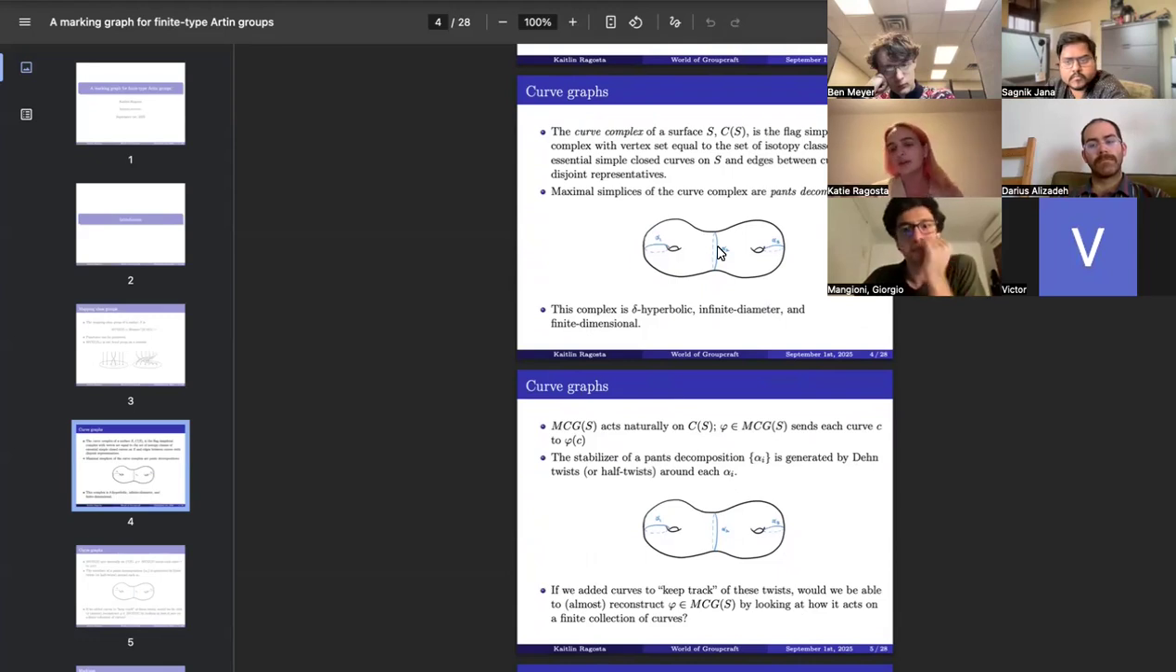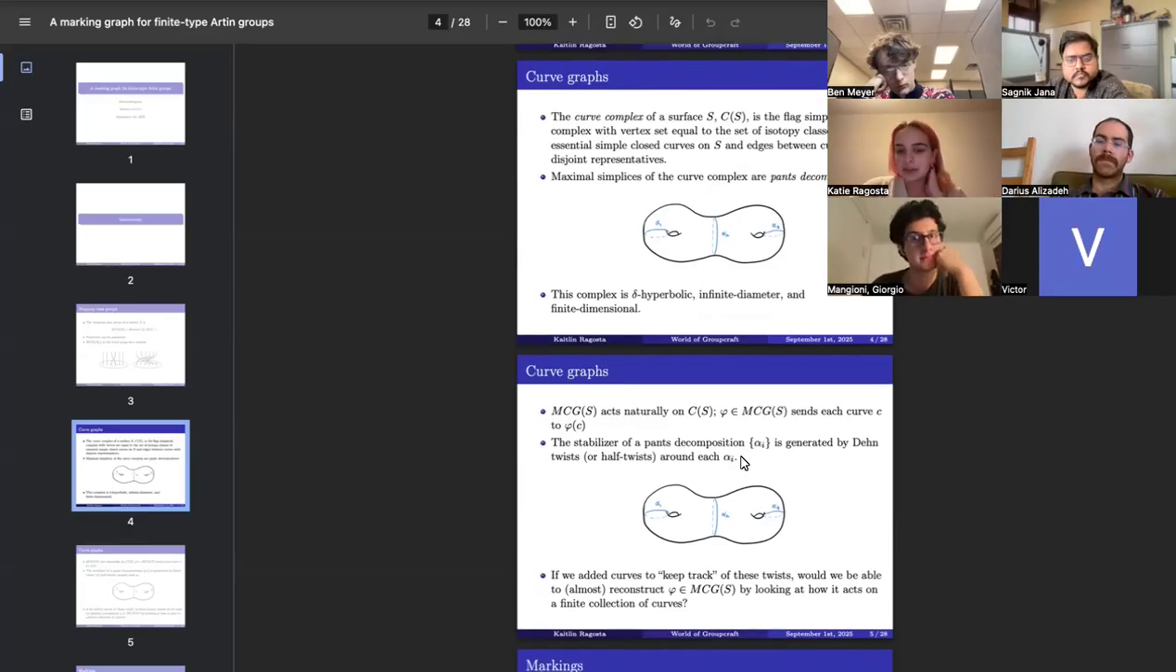And so a natural question you could ask is, if I know where an element of the mapping class group sends a maximal simplex, is that enough for me to reconstruct the element of the mapping class group, since those curves are cutting the surface up into pieces which each had trivial mapping class group of their own? The answer is no. So pants decompositions have stabilizers.